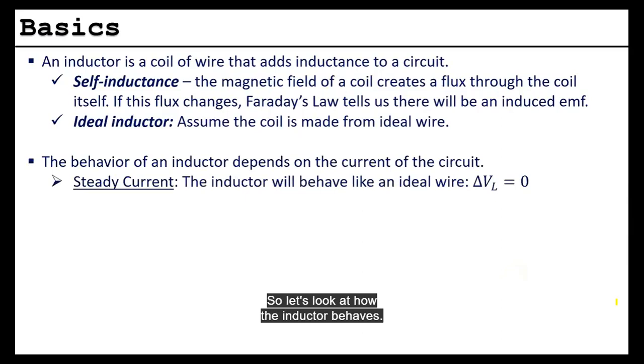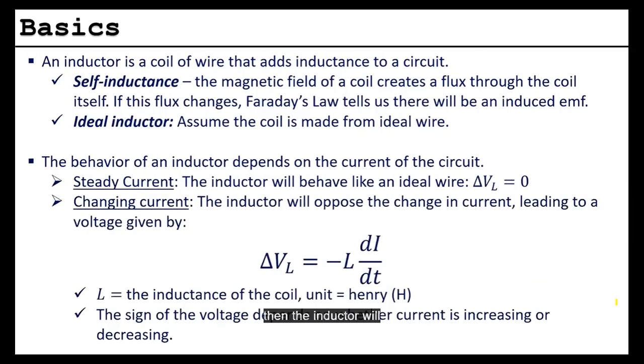So let's look at how the inductor behaves. It is going to be entirely dependent on what's happening with the current. If I have a steady current, then my inductor is just going to act like an ideal wire. That means that the potential difference across it is going to be zero, and it may as well not even be there. But if the current is changing, then the inductor will oppose the change in current, and it will have a voltage across it that is equal to negative L di/dt. The di/dt is your change in current, the minus sign is the opposing part, and the L is the inductance of the coil.